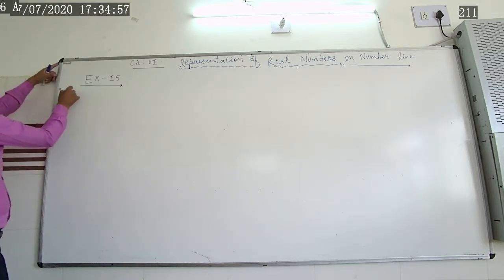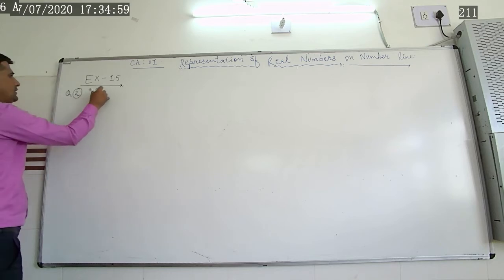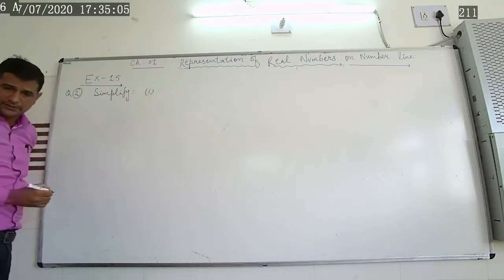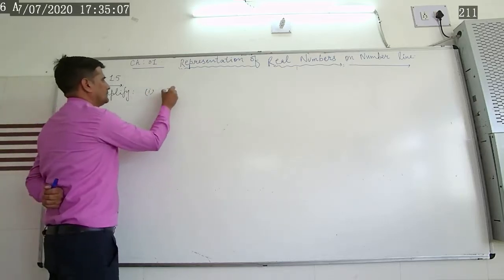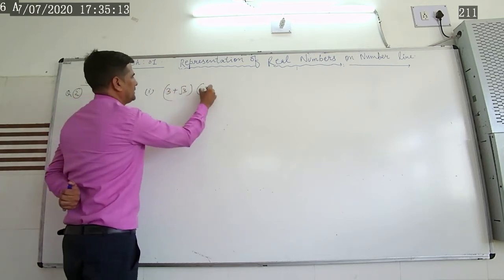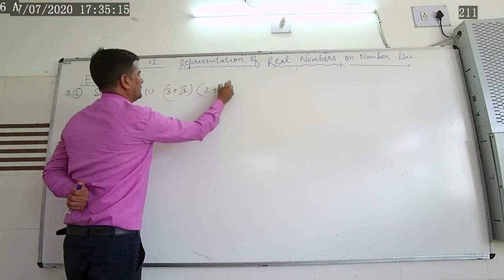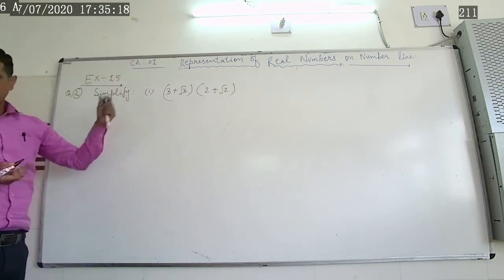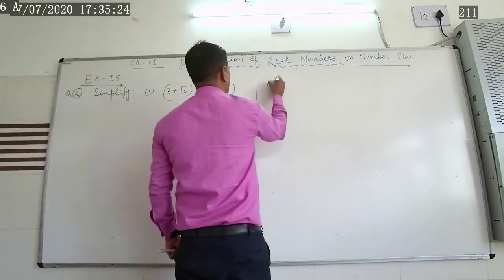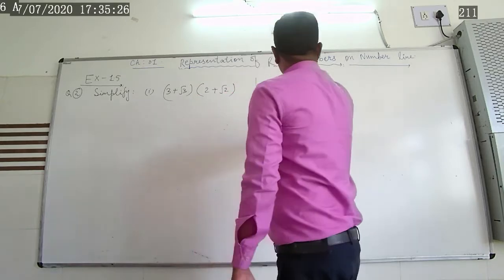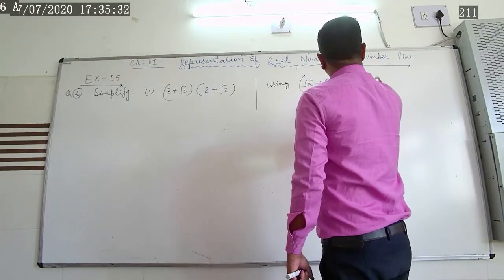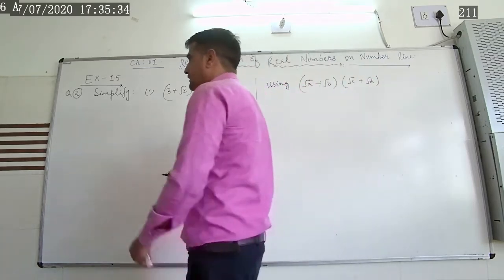Question number 2. Simplify. First part is (3 plus under root 3) into (2 plus under root 2). I will compare this question with the identity I have to make use of: (under root a plus under root b) into (under root c plus under root d). This type of identity I can use.